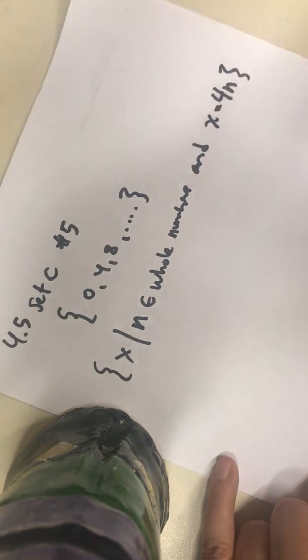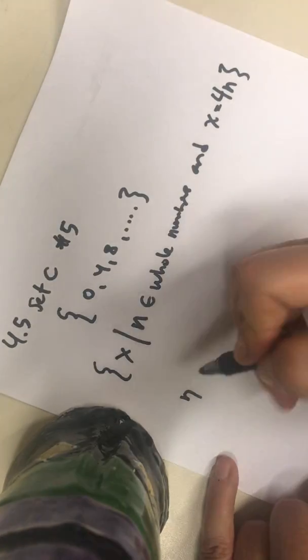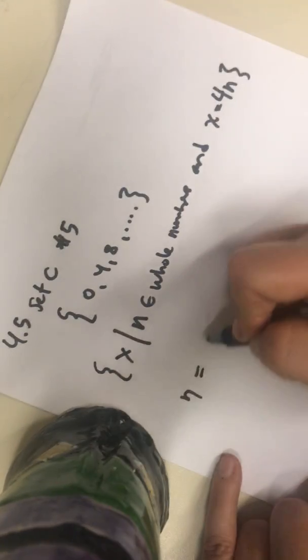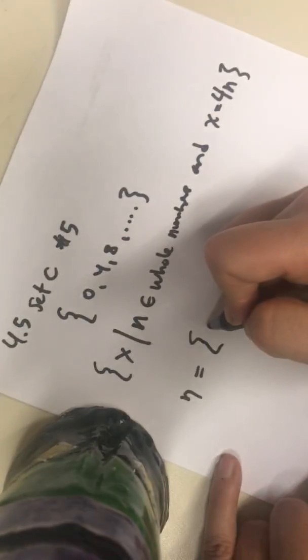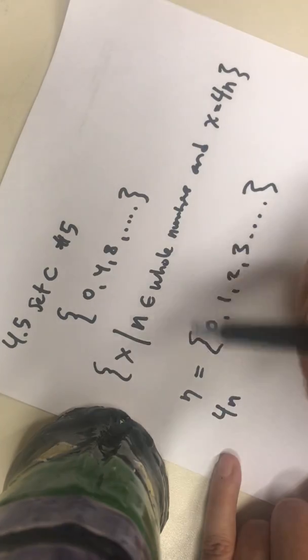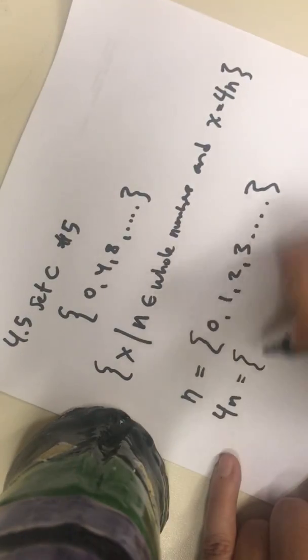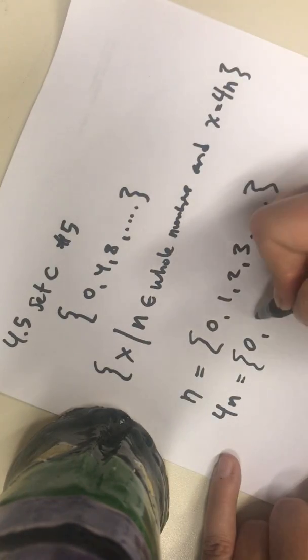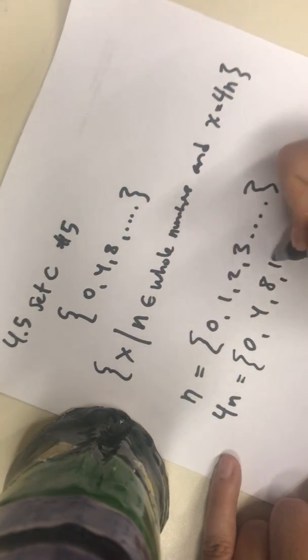4n. Think about this. If n is an element of the whole numbers, then n is the set of numbers that's 0, 1, 2, 3, and so on. Whereas 4n, this is a weird n up top here, but whatever, equals 4 times anything in that set. Well, 0 times 4 is 0, 1 times 4 is 4, 2 times 4 is 8, 3 times 4 is 12, and so on.